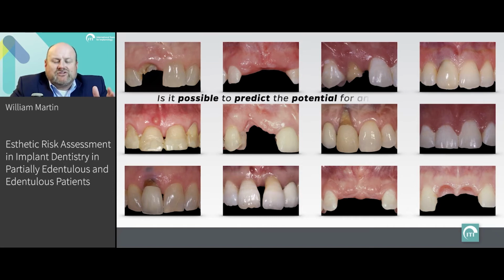Is there a potential, or is there a way we can predict the potential for an aesthetic outcome on all these patients universally? I mean, if you think about these patients on the screen here, they're all going to have different outcomes. Some may require pink porcelain. Some are going to have long contact areas. Some are going to require major grafting. And we're not going to get consistent outcomes across the board.